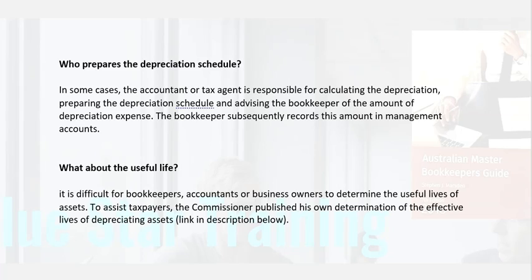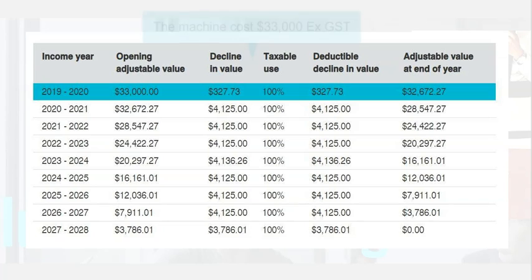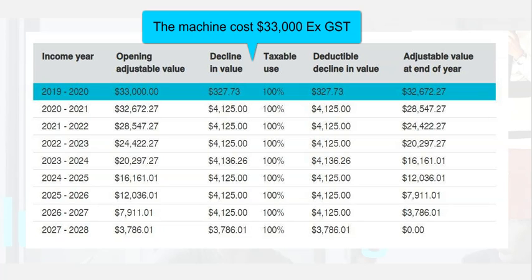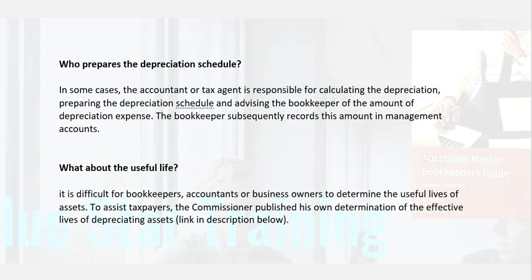So we have something called a depreciation schedule. Here we have an example of a machine which costs $33,000. This is an estimate of the use of our asset, or the machine in our case, over time. It shows the depreciation calculations each year. But who prepares this schedule?